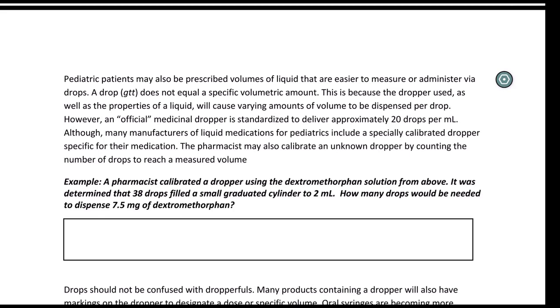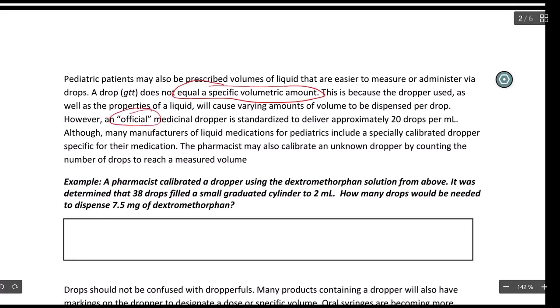Things like that come up when you have to calculate day supply. Now, there is no exact equivalent for what one drop is, meaning how many mLs are in one drop. There is no specific amount because it will vary based upon the properties of the liquid, as well as the dropper that you're using. If the dropper has a more narrow opening or a bigger opening, the drop size will be different. However, there is something that we call an official dropper.